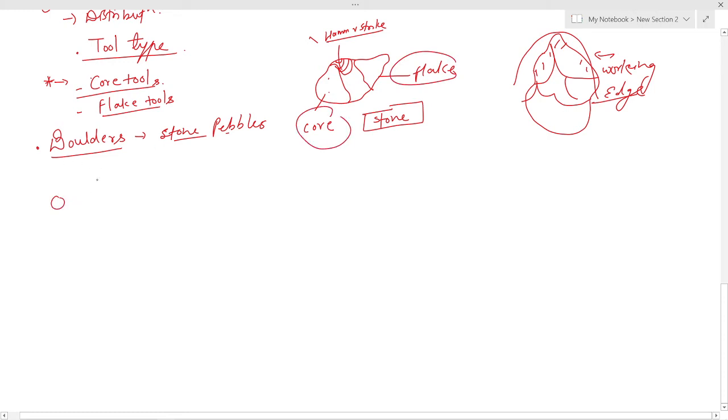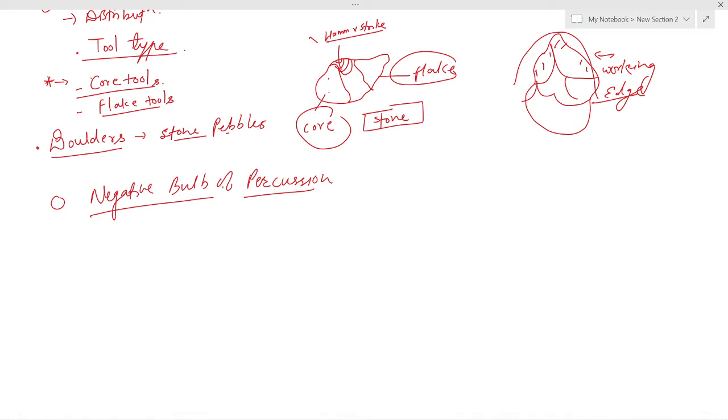Whenever a hammer strikes the pebble, a flake comes out. The depression caused due to the strike of the hammer is called the negative bulb of percussion. And the corresponding elevation on the flake is called the positive bulb of percussion. Every strike creates both a positive and a negative bulb.